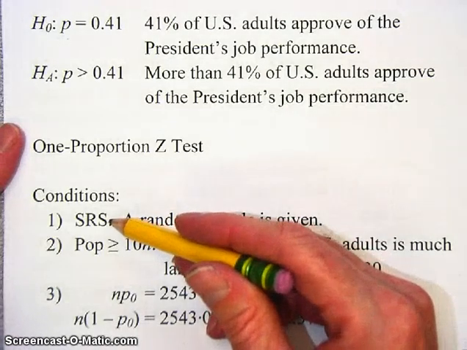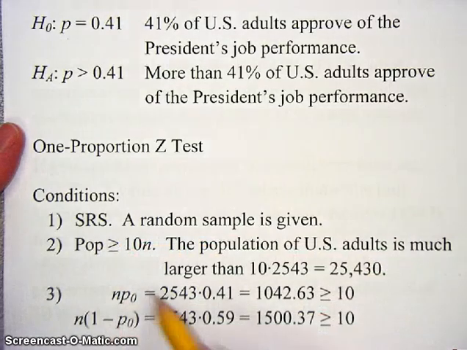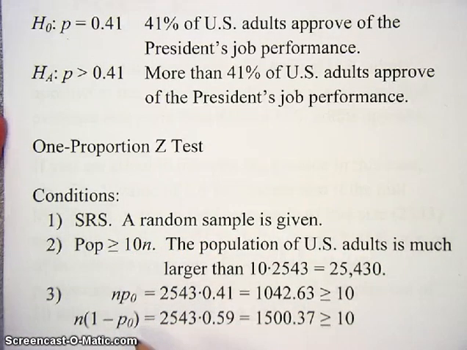We have a randomization condition met. The sample observations are approximately independent, and the sampling distribution of P hat is approximately normal based on the success-failure condition.